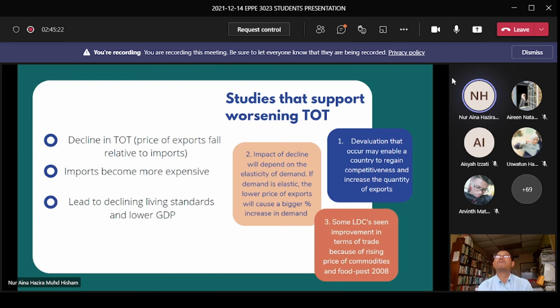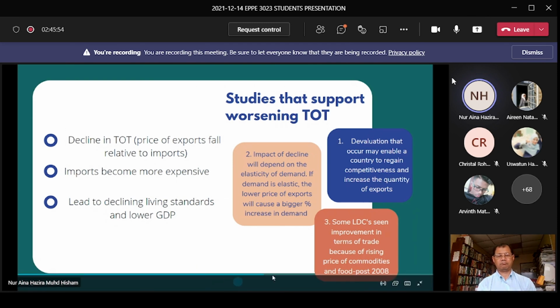Some low-income developing countries have seen improvement when their TOT declined. They improved in the terms of trade next year because of the rising price of commodities and food. It is also important to distinguish between a short-term decline in terms of trade and a long-term decline. Based on the studies, it's okay to have a decline in TOT over a short time period rather than a decline over a long time period. So that's all from me. I pass it to the next presenter.